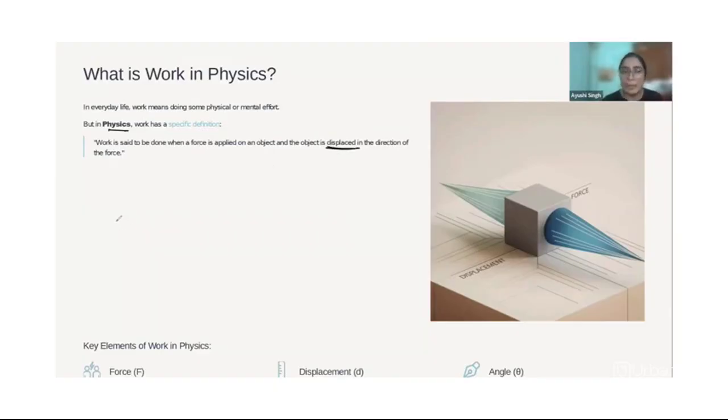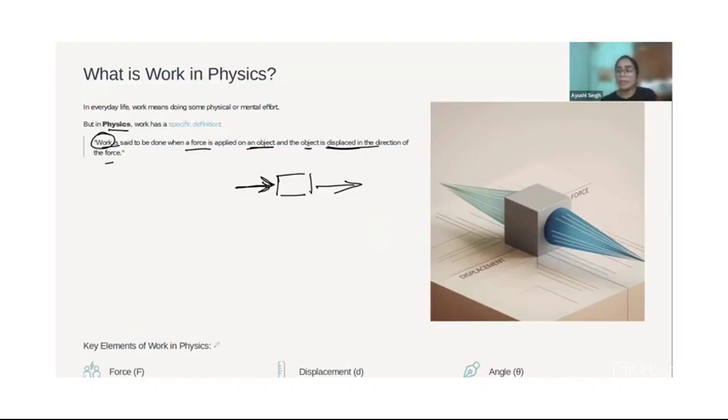What do we mean by that? Work, as defined in physics, is said to be done when a force is applied on an object, and the object is displaced in the direction of the force. So, for example, if a force is applied on this box, and I'm applying force in this direction, and in this direction only the object moves, then it is said that the work has been done.